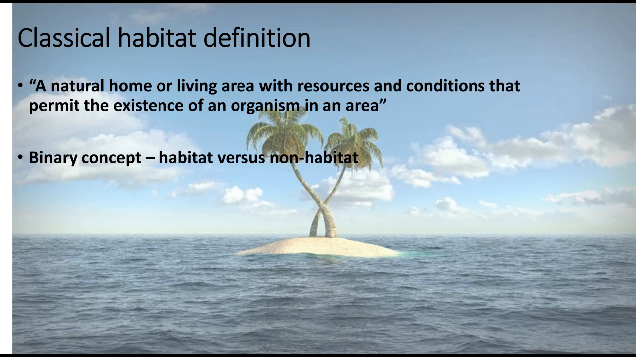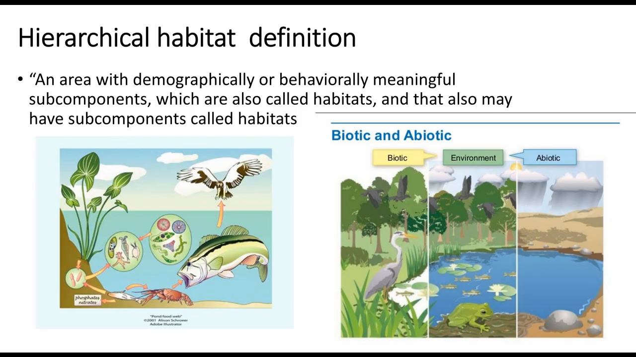However, this definition creates a binary of habitat versus is not habitat, which is rarely how organisms use space across the landscape. The hierarchical outlook defines habitat as an area with demographically or behaviorally meaningful subcomponents, which are also called habitats, and that also may have subcomponents called habitats. In this definition, the habitat is broken down into subcomponents which can broadly be grouped into environmental, physical, and chemical features, resources, and interacting organisms.